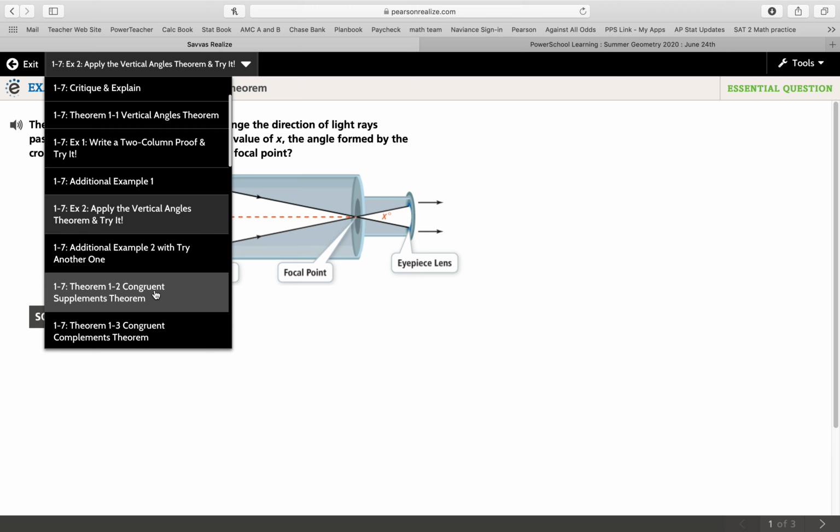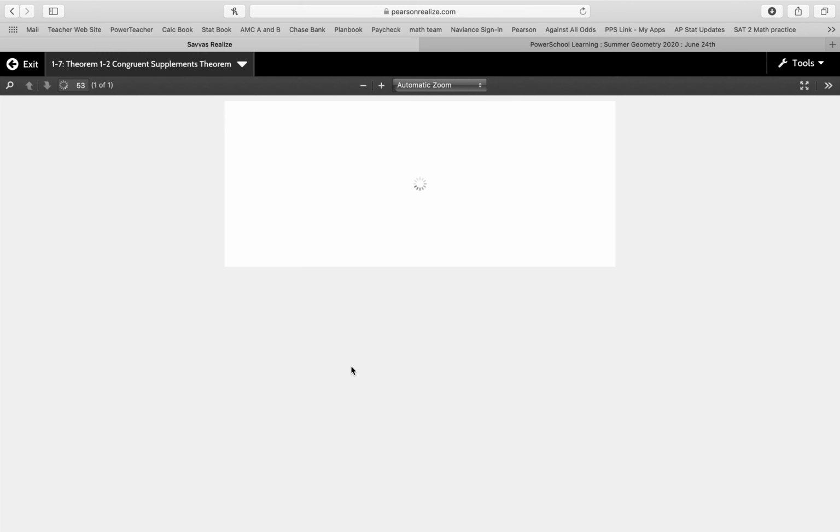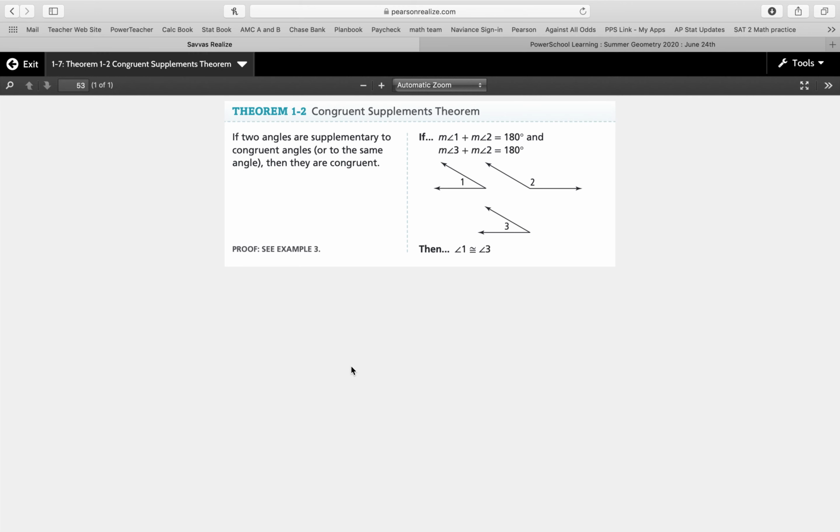Keep going. All right. The other theorem that we talked about is the congruent supplements theorem. I asked you to look at it last night. The congruent supplements theorem says if two angles are supplementary to congruent angles, then they are congruent. So what does that mean? If the measure of angle 1 plus the measure of angle 2 is 180, and the measure of angle 3 plus the measure of angle 2 is also 180, then that means that angle 1 is congruent to angle 3. That's called the congruent supplements theorem.